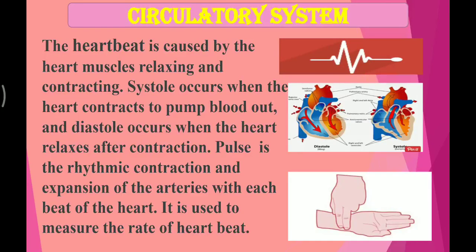Let us see. The heartbeat is caused by the heart muscles relaxing and contracting. The muscle closes itself, becomes very tight, and then becomes relaxed. That is contracting, relaxing. Systole occurs when the heart contracts to pump blood out. When it becomes very closed up and very tight, that is called systole. And diastole occurs when the heart relaxes. After contraction it relaxes. That is called diastole. Systole and diastole form the heartbeat.